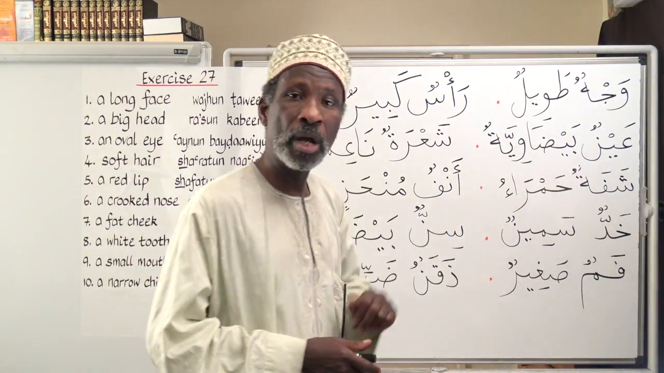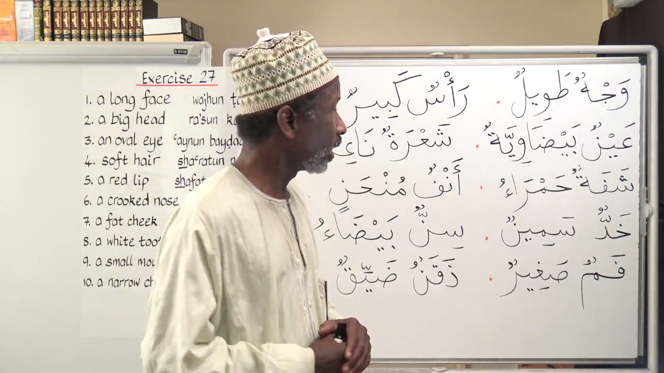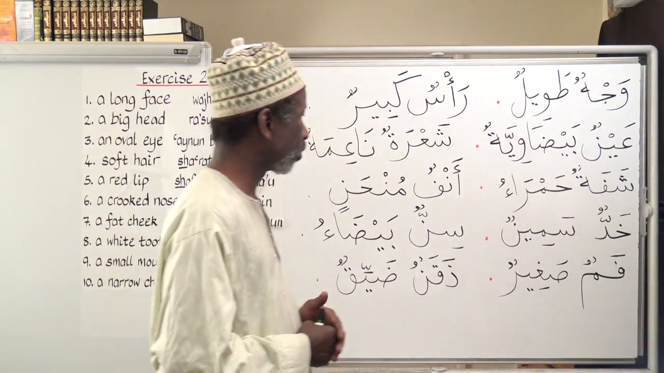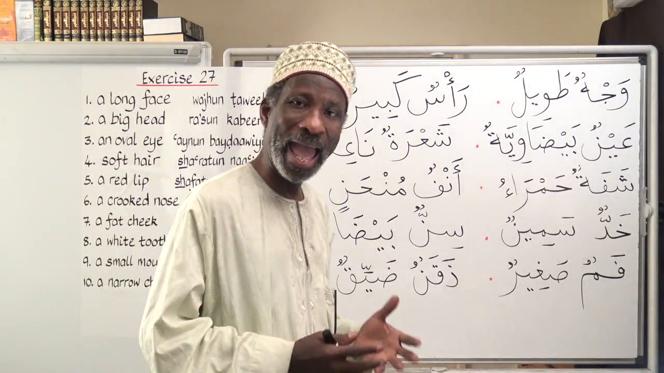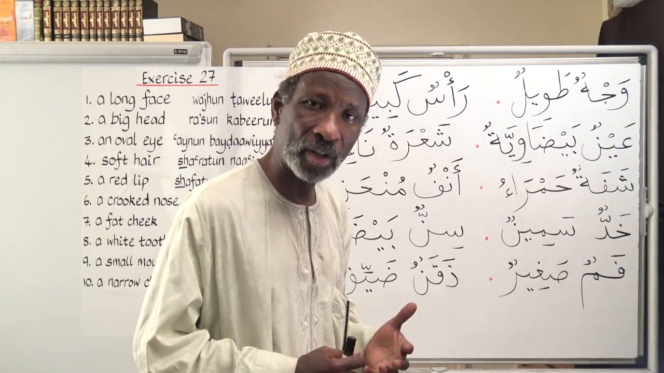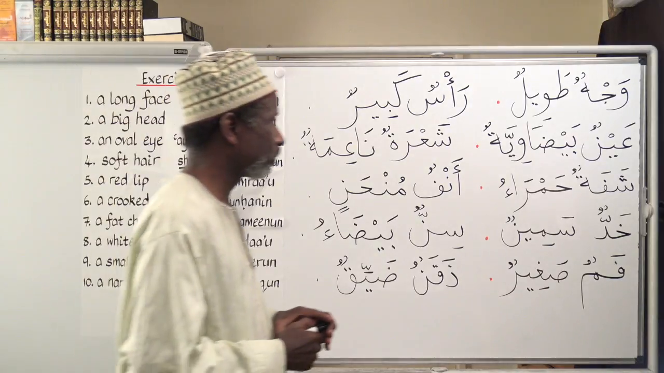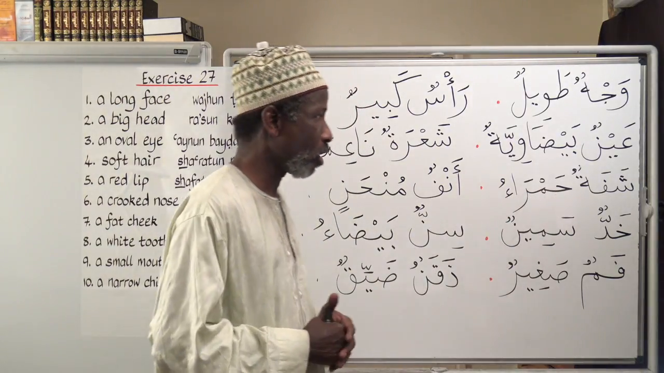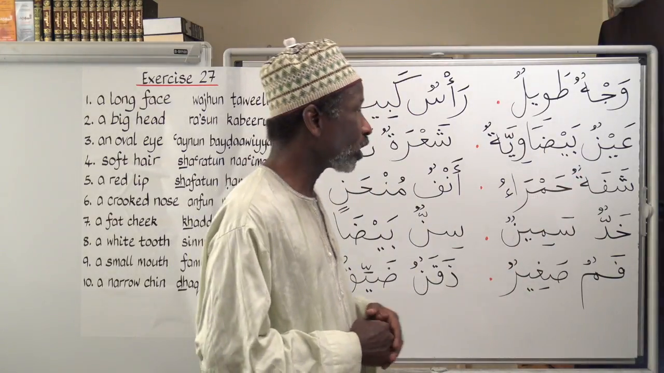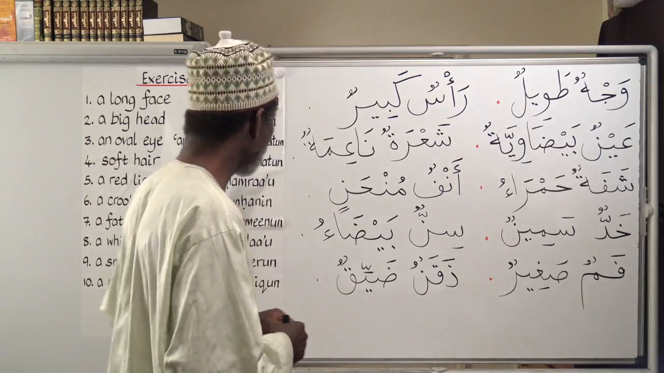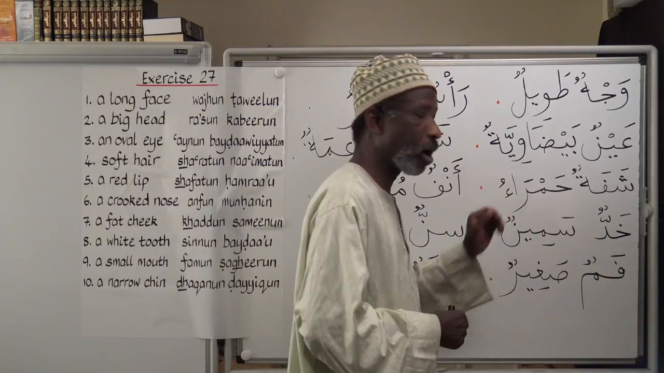Aynun, however, an eye, is feminine in Arabic, so the adjective must be feminine. Aynun baydawiyatun, an oval eye. Sha'ratun na'imatun. Sha'ratun, hair, is feminine. You say sha'ratun na'imatun, soft hair. Shafatun hamra'u. Clearly, shafatun has ta marbuta, that's a good clue. Shafatun hamra'u, a red lip.